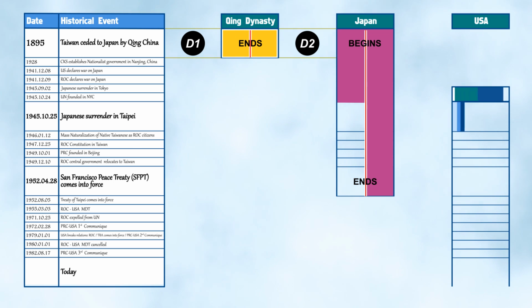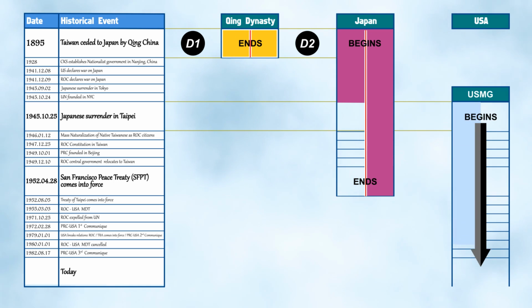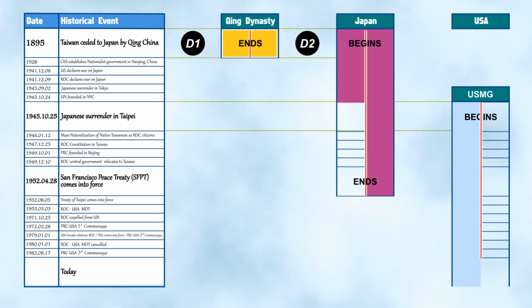Let's look at column three. With the Japanese surrender ceremonies on October 25, 1945, the United States conquest of Taiwan has become a fact. The conqueror is the principal occupying power, so the exercise of control by the United States military government over Taiwan begins. So for the United States, this is a sovereignty displacement in. This is labeled as D3.